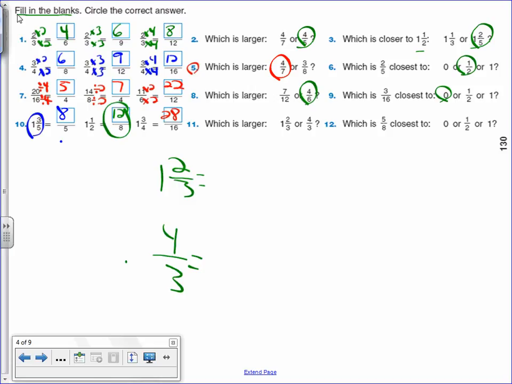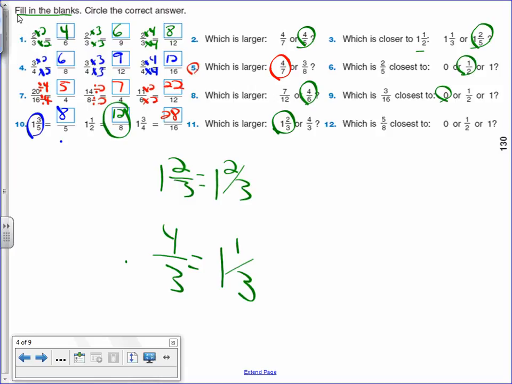How many 3's go into 4? 1. 3 can go into 4 once. What number is left over? We have a 1 left over. We have a 3 as denominator. So what is larger? 1 2/3 or 1 1/3? 1 2/3 is larger.